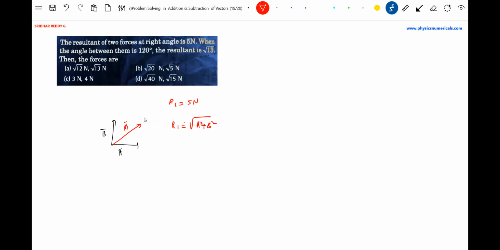The angle between them is 120 degrees. When the angle between them is 120, the resultant is root 13. I think this is the new situation now. Now we are going to make the angle, what is the angle between them, 120 degrees. This is A bar, this is B bar. We don't know what, but the angle is 120 degrees. The resultant, let's not bother about the direction. So somewhere I'll put it here. This is the resultant. This R2 is root 13.